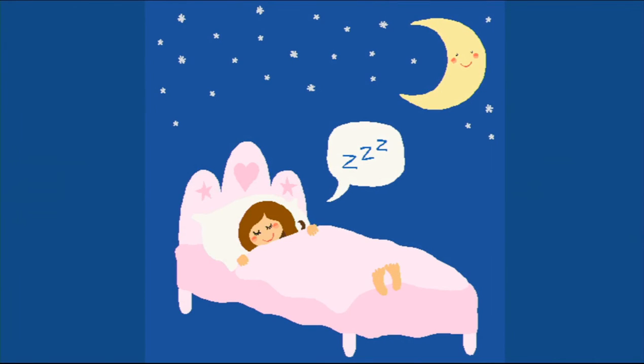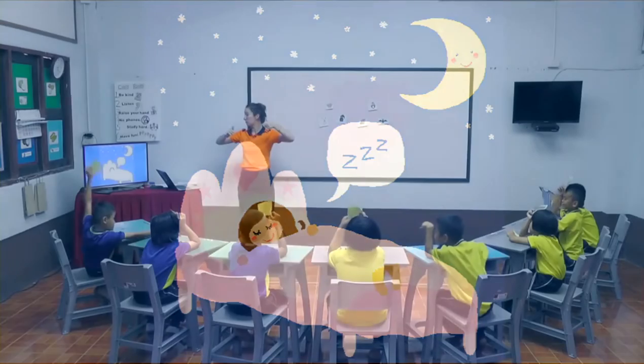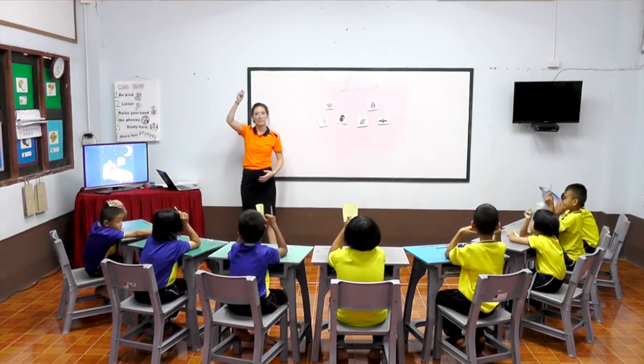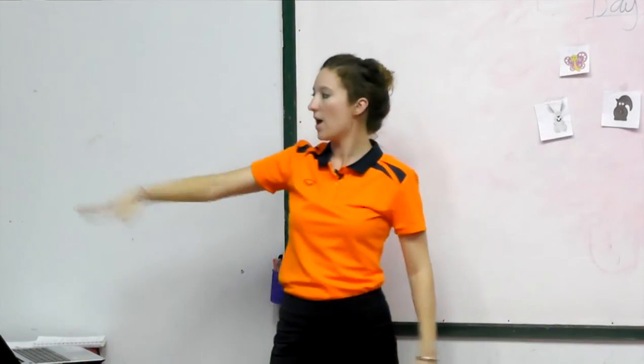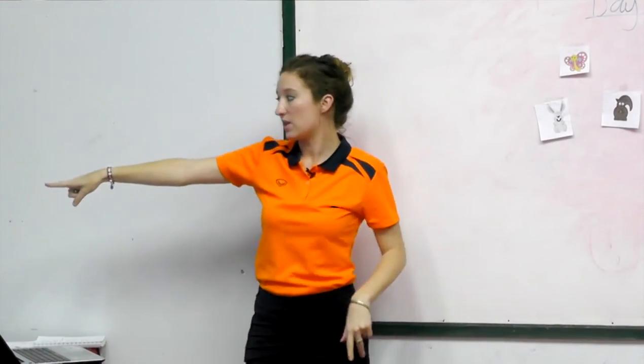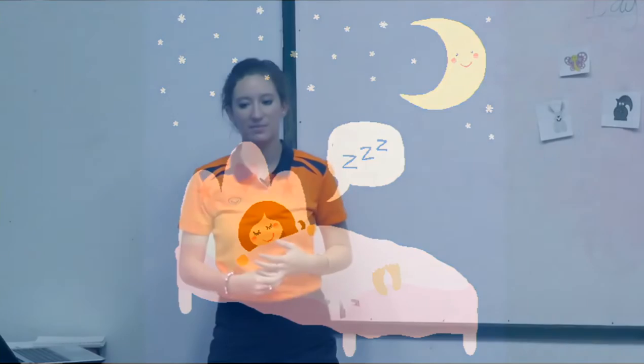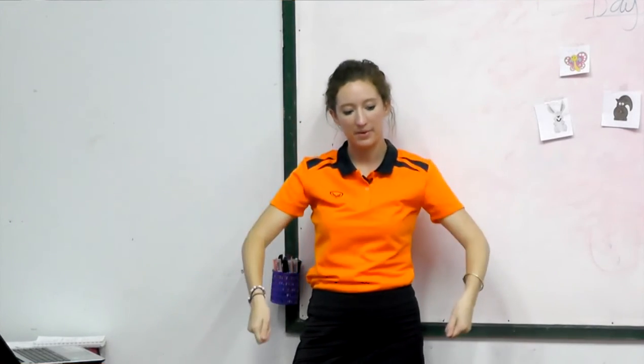Very good. Show me if you think it's day or night. So this one's gonna be night, right? We should hold up our black square for night. How do we know? We see the, what is this? Moon and? Stars. And stars. And we've got a little girl who's sleeping. Night, definitely night. Good job. Put him back down.